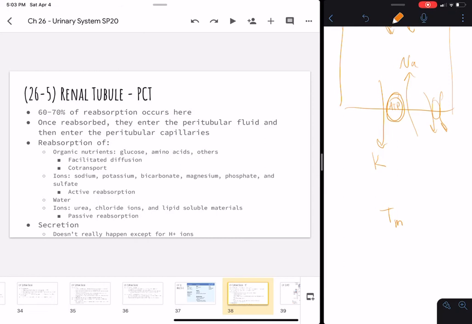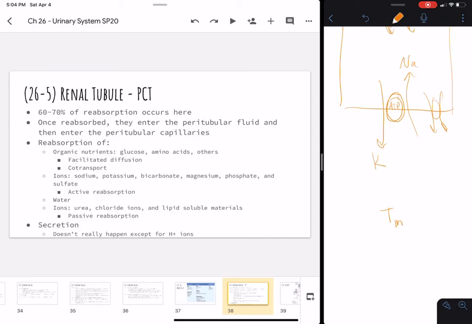So now we'll talk about the PCT, the nephron loop, and the DCT, but a lot of this we've already mentioned, so this is a little bit more of a review. We already talked a lot about this in 26-3 or 4, where we were actually showing what's happening in the nephron tubule. So in the PCT, the majority of absorption happens here, 60 to 70%. Then once it's reabsorbed, all of that extra glucose, sodium, chloride goes into the peritubular fluid and then into the peritubular capillaries, as we drew previously.